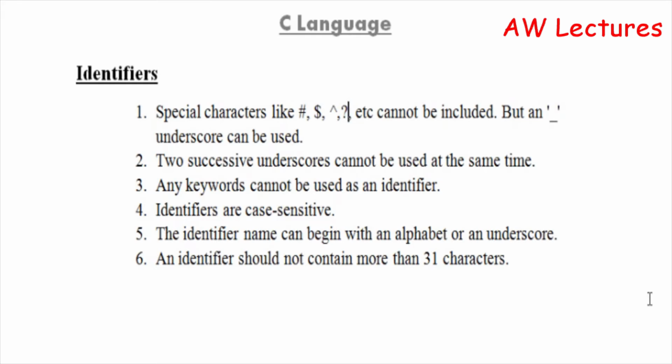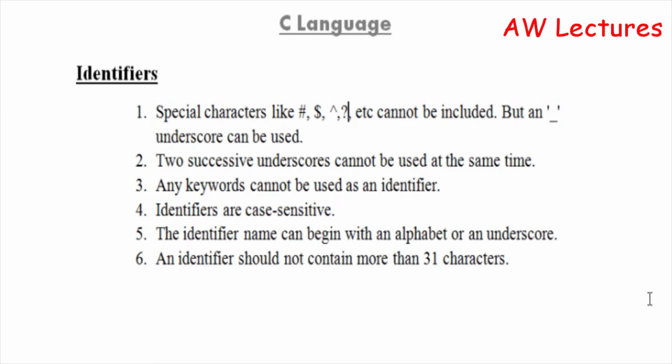Special characters like hash and dollar cannot be included, but underscore can be used. But two successive underscores cannot be used at the same time. Also, third, any keyword cannot be used as an identifier, because there would be confusion for the compiler in treating that name as an identifier or as a keyword.